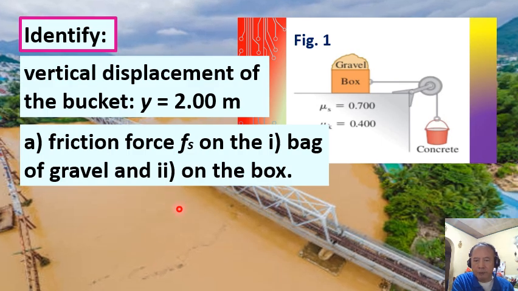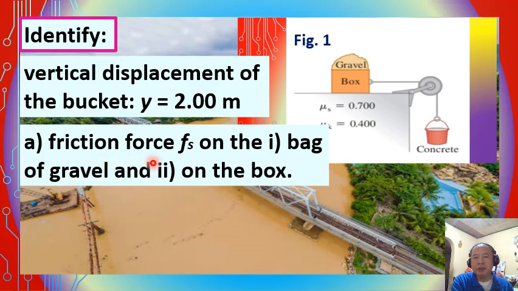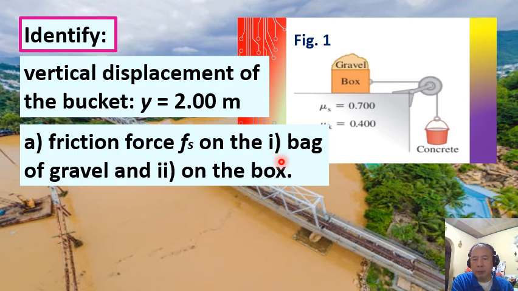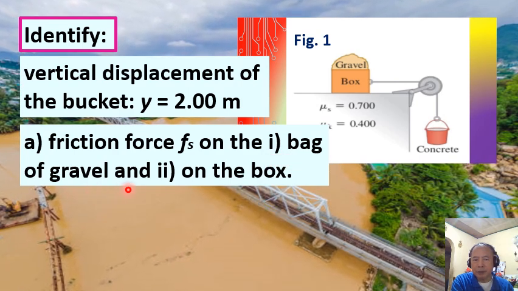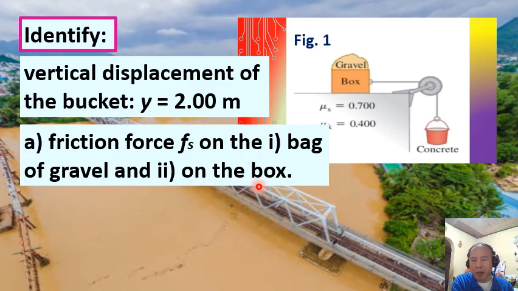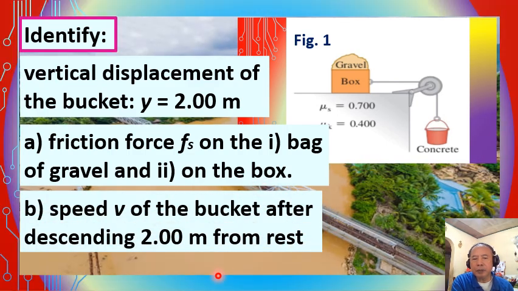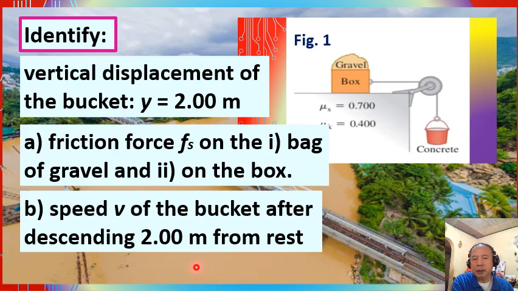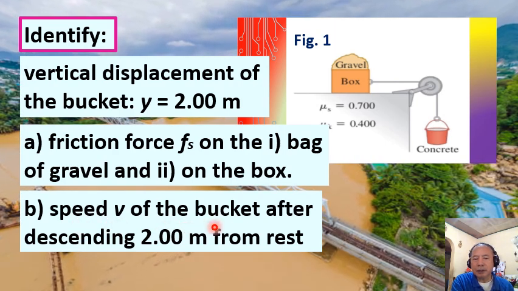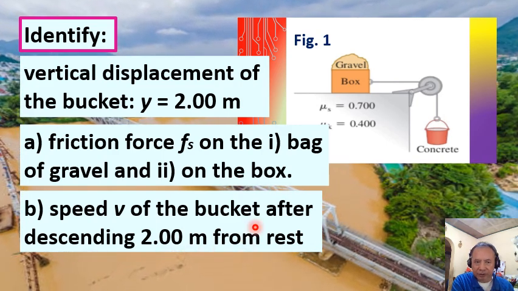So our first target variable in part A is the friction force or static friction exerted on number one, the bag of gravel, and number two, the force of static friction exerted on the box. And lastly, in part B, our target variable is the speed v of the bucket after descending 2.00 meters from rest.